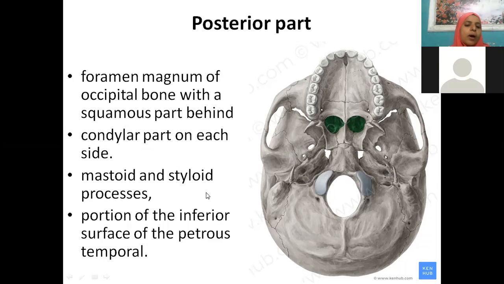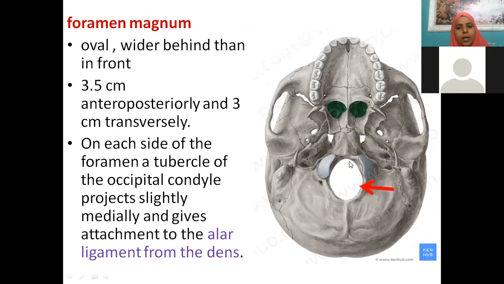Okay. So we know this is the mastoid process, we know this is the styloid process. Then we are finding a portion of the inferior surface of the irregular posterior part of the petrous part of the temporal bone. So foramen magnum can be a 3 marks question. It is oval, it is wider behind. Antero-posteriorly, it is measuring 3.5 centimeters. Transversely, it is measuring 3 centimeters.